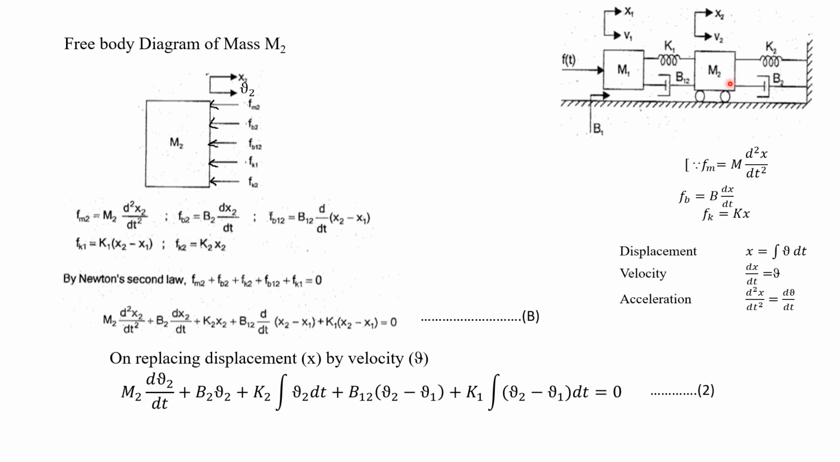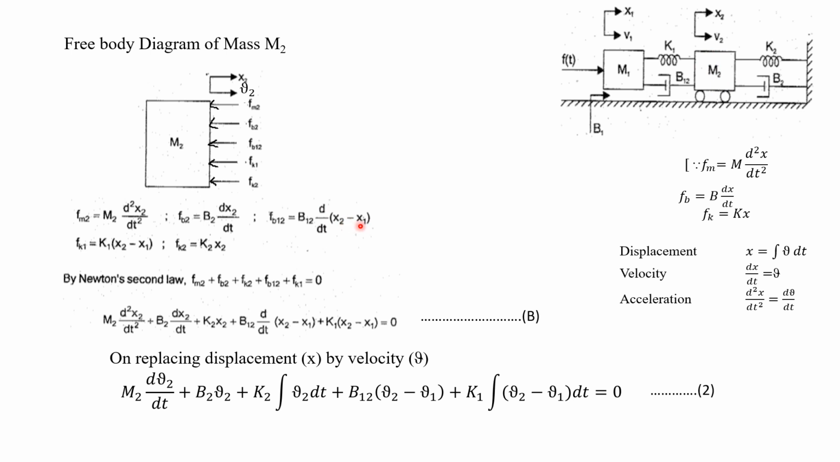B2 is connected only to this M2, so directly we can write the formula because it is not related to M1. Okay, what's the formula for Fb? B into dx by dt. So for Fb2, it will be B2 into dx2 divided by dt, because here the displacement is x2. Now Fb12. B12 is connected between M1 as well as M2, so we have to write the difference in displacement: B12 into d by dt of x2 minus x1, because now we are writing the equation for mass M2. So the corresponding displacement should be written first.